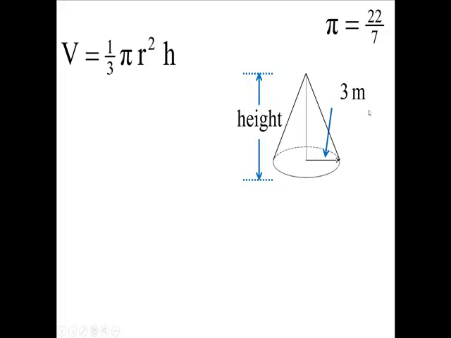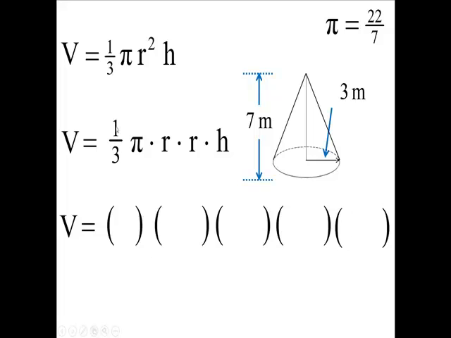All right, so now let the radius be 3 meters and the height be 7 meters, and tell me what's the volume of this cone. Now you know you have 1/3 times pi, which is 22 sevenths, and r squared is really what? R times r times the h, the height of the cone. So then let's fill in the values now. 1/3 goes here. Pi, we said, was this fraction. Okay, r is 3 meters. You write that twice, and then h is 7 meters.